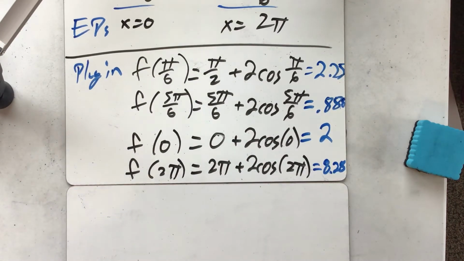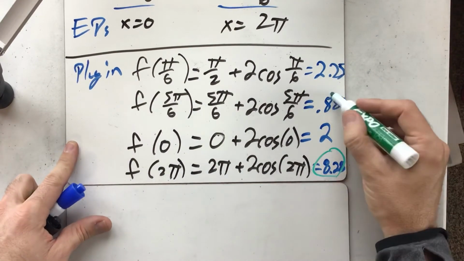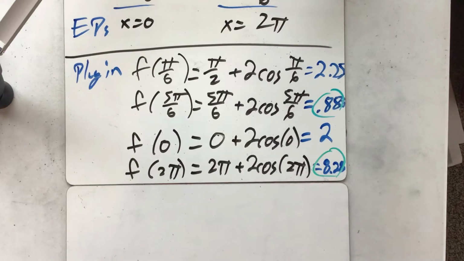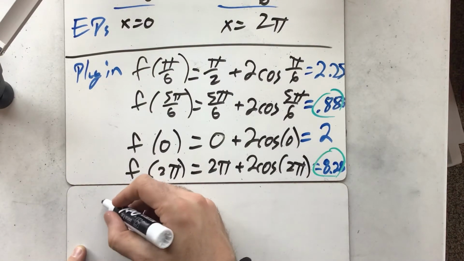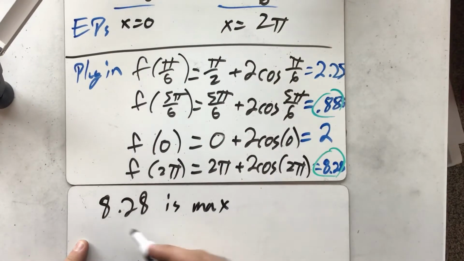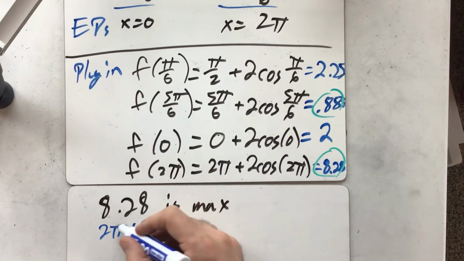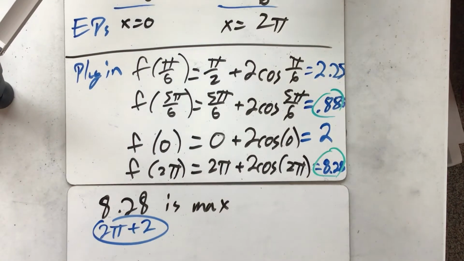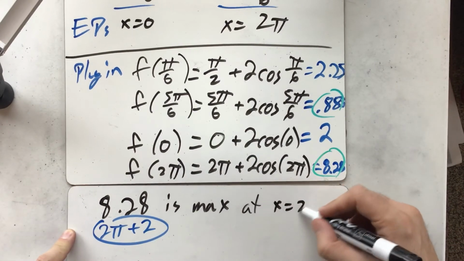But now all we have to do is look through here and find the biggest. And it looks like this one is the biggest. And find the smallest. And it looks like this one is the smallest. And so what you see is that 8.28 is the max. And if I wanted, I could have written this as 2 pi plus 2, which probably mathematicians would like better. But 8.28 is the max at x equals 2 pi.